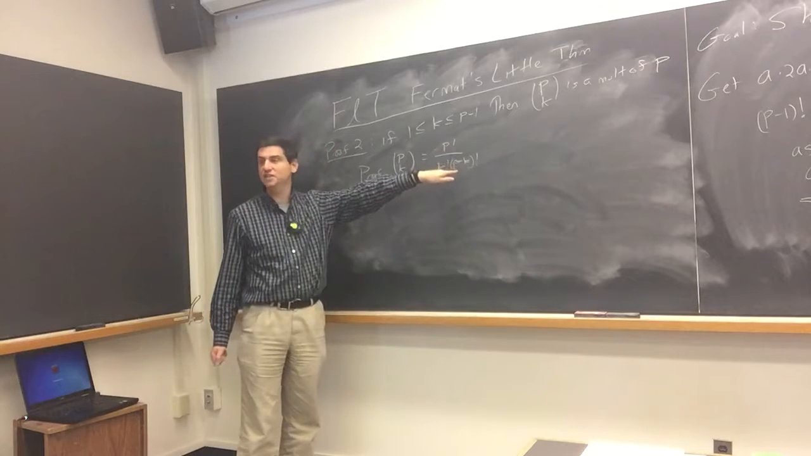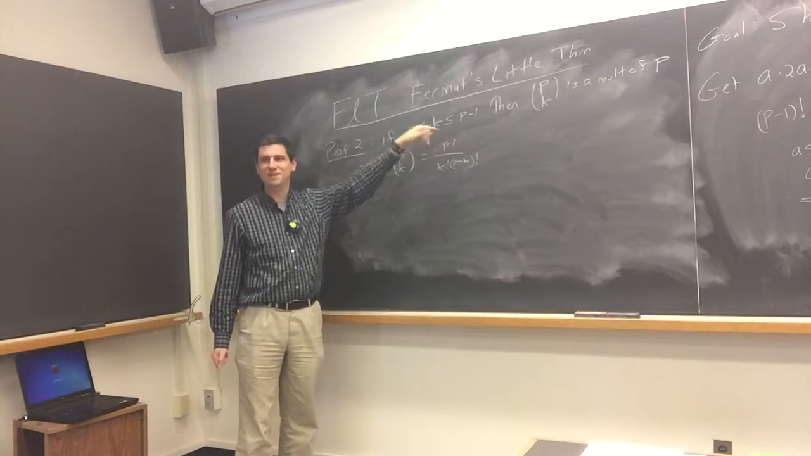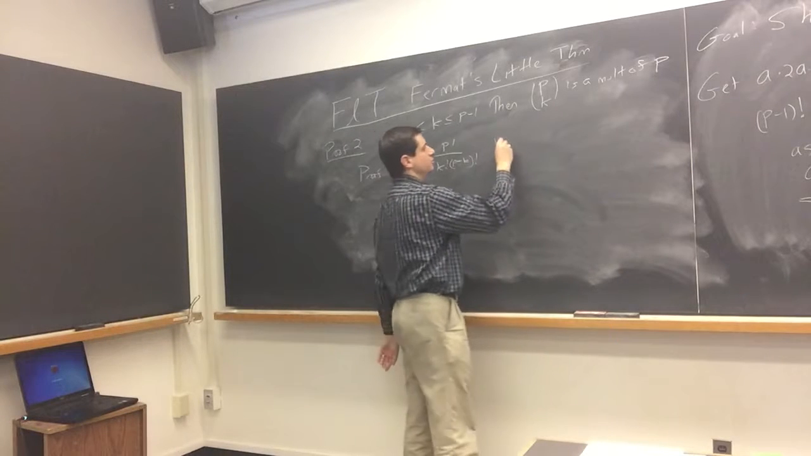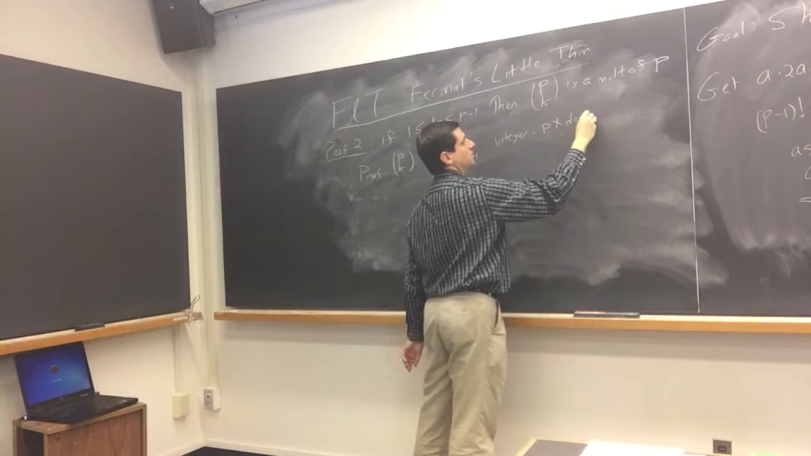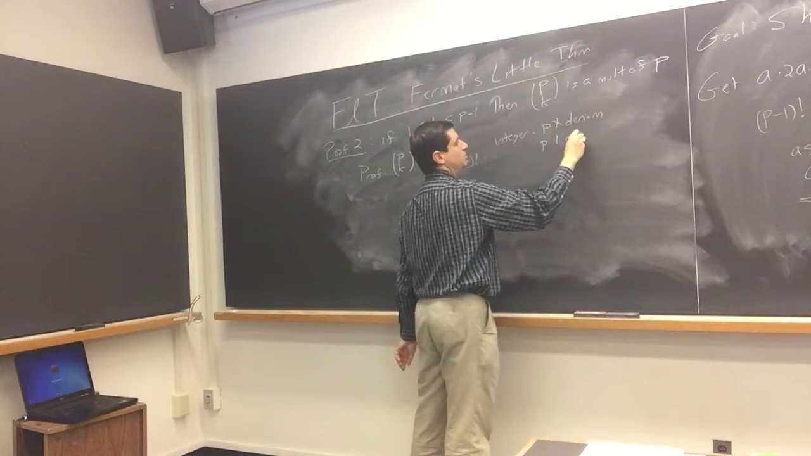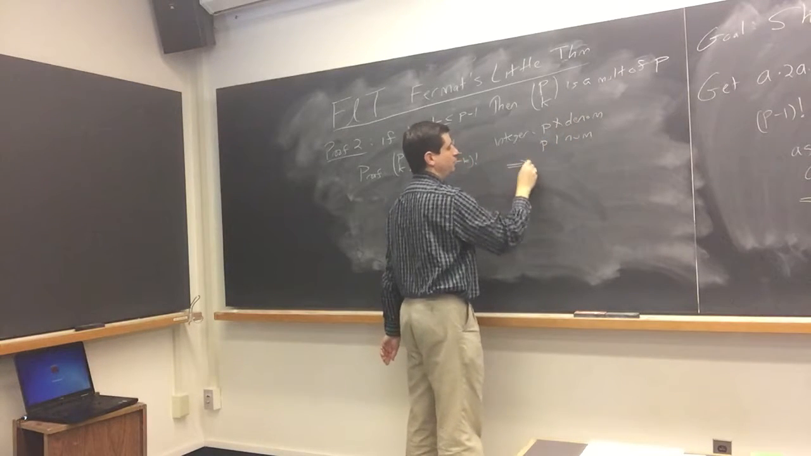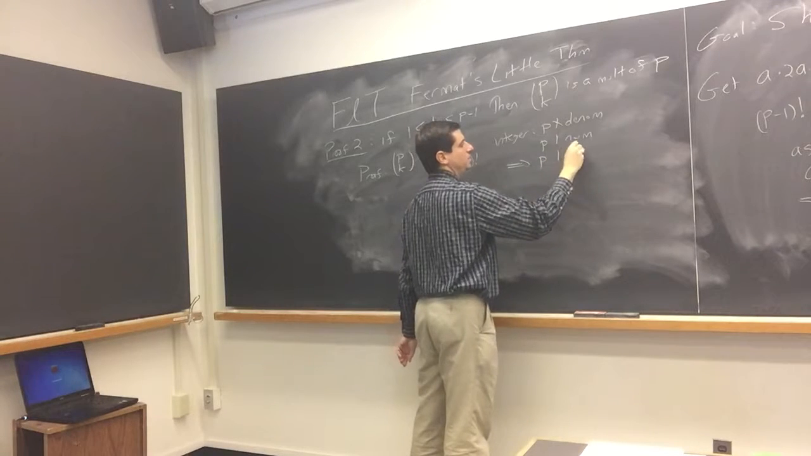P can't divide anything in the denominator. P divides the numerator. So this is an integer. P does not divide the denominator. P divides the numerator. Therefore, P divides P choose k.